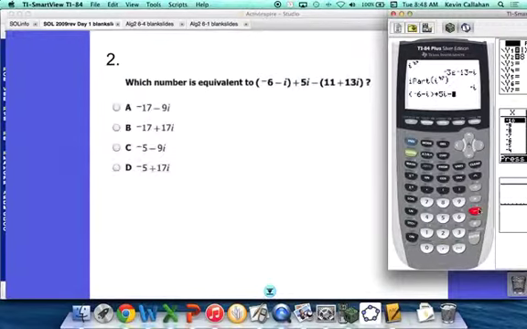Minus 11 plus 13. So when it looks exactly like it, you hit enter and you got, everybody get that? Negative 17 minus 9i. Good to go? Everybody, right? Don't sit on your hands. So that was letter A.